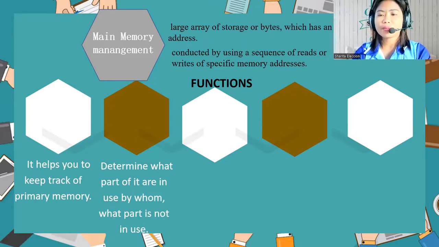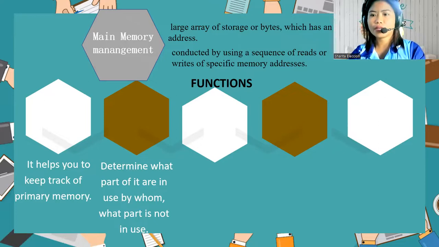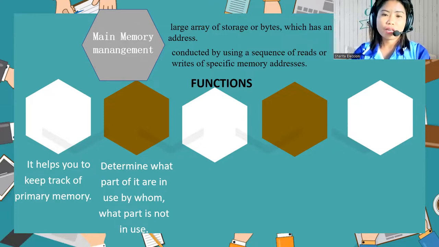So main memory management's function is to determine which part of the memory is being used and which part of the memory must be used, or you will use that one for the specific things or files. So there is the division. This one is for the used memory and this one is for the available memory.